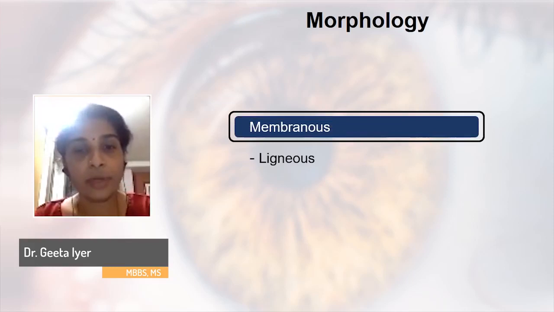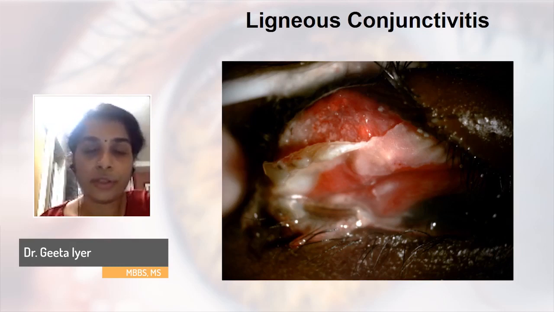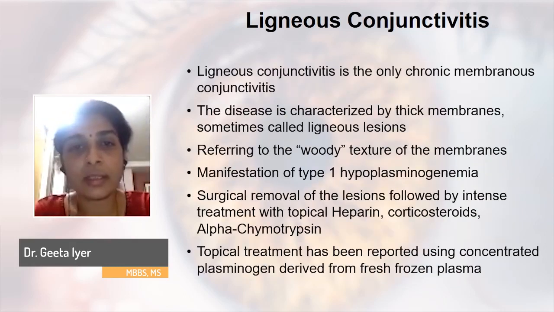Moving on to membranous variant of chronic conjunctivitis, probably the only one is Ligneous conjunctivitis, and usually these patients present with this kind of thick membrane on the palpebral surface, which is normally surgically removed. You can just excise it, and they have to be treated with topical heparin, topical fresh frozen plasma, topical steroids, and topical cyclosporine. 2% is what we normally use in these kids.